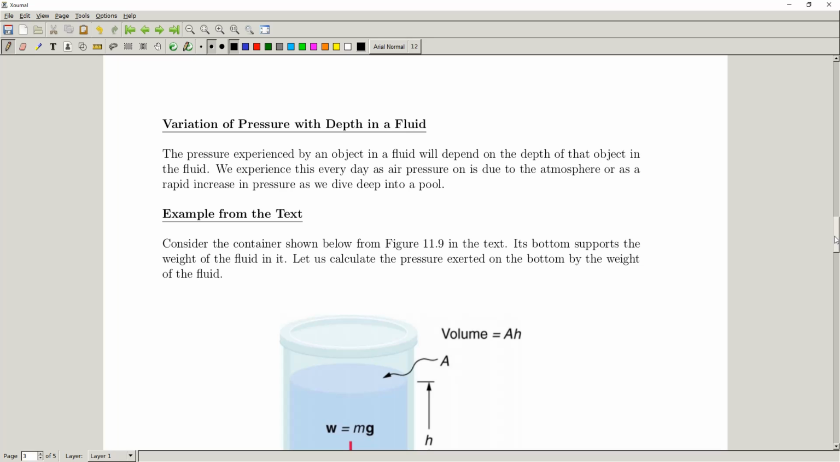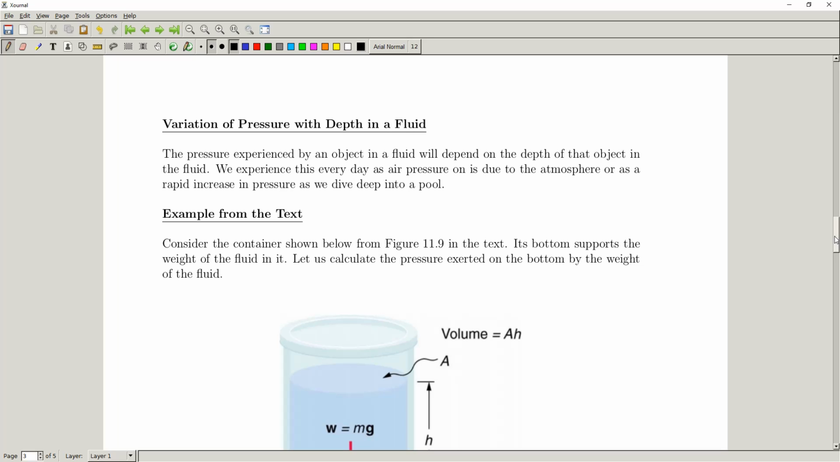So we're looking at variation of pressure with depth in a fluid, and we're going to find that the pressure exerted on any object in a fluid depends on the depth of that object in the fluid. Obviously the deeper you go, the more pressure you're experiencing from the fluid above you, right? We experience this all the time. At sea level, we experience the pressure of the atmosphere above us, so all day long, every day, we have the pressure of the atmosphere pushing down on us.